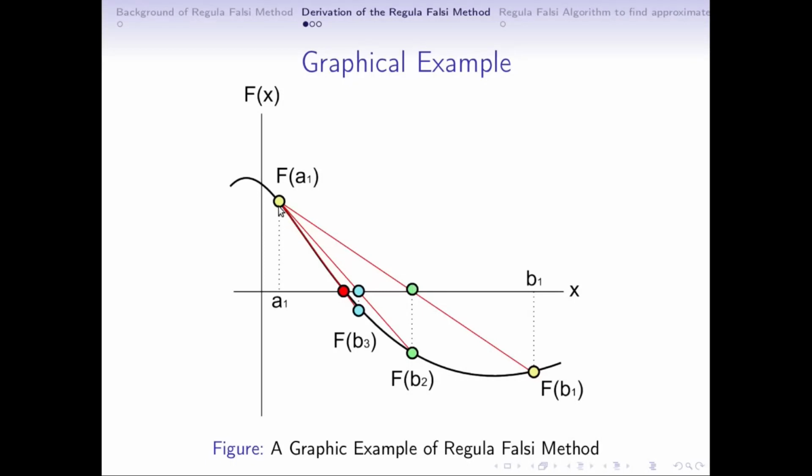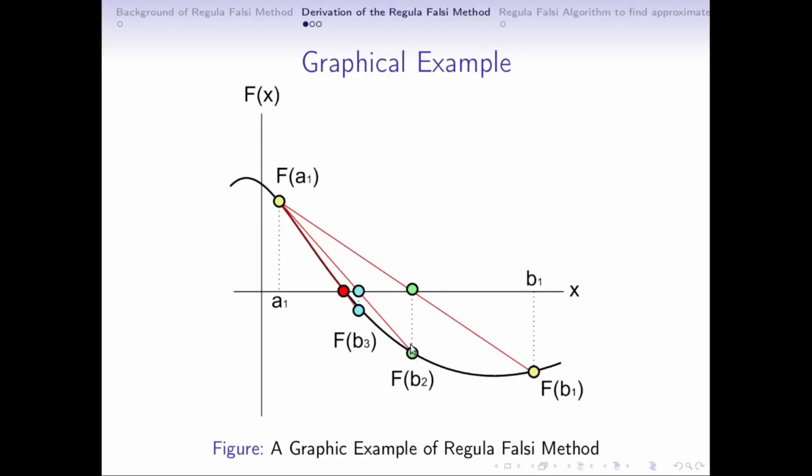First, we construct our first gradient using the coordinates a and the functional value of a, and c and 0, because the y value at this point is 0, and then b and the functional value of b. After obtaining c, we check the functional value. It's going to be negative here, which is what we have as our b2.